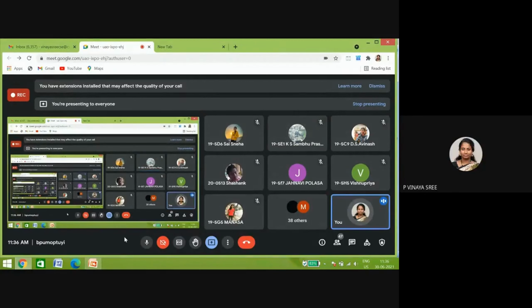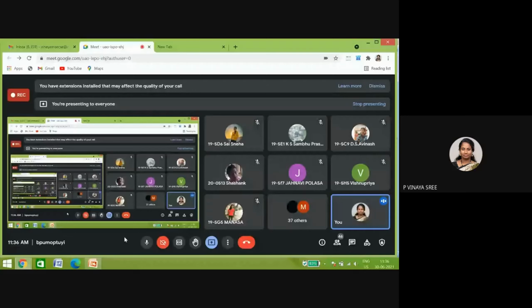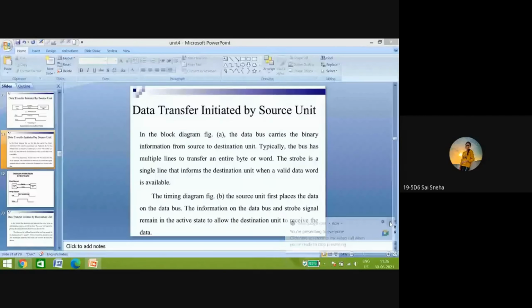Okay. Now, what's the drawback in destination initiated data transfer? I'm asking. Destination initiated data transfer means the destination unit will give a strobe signal to the source that I am ready to accept the data. Upon receiving, the source unit will place the data in the data bus. But what's the problem in this? What is the problem? Did you signal whether valid input is there or not?